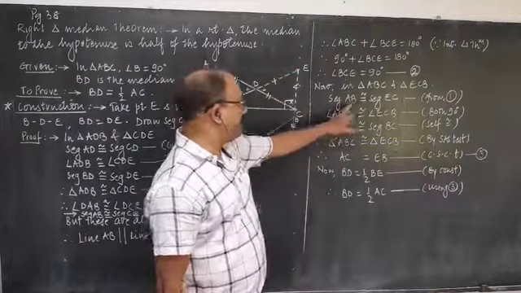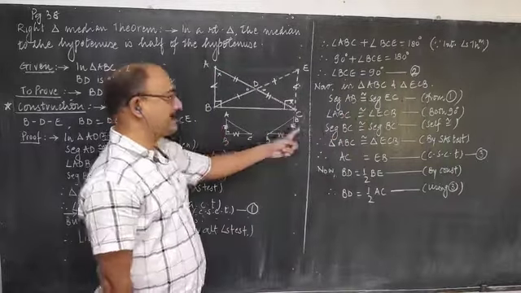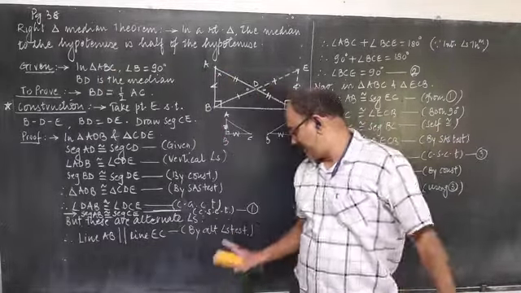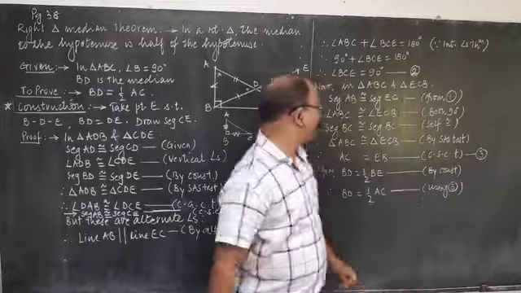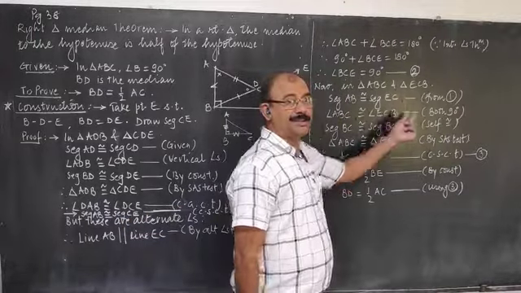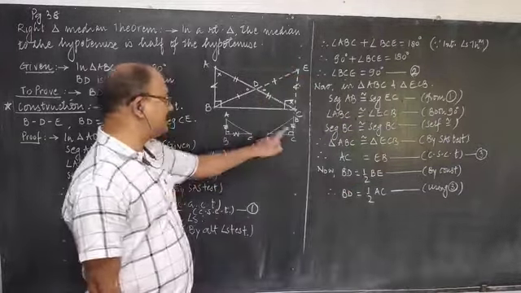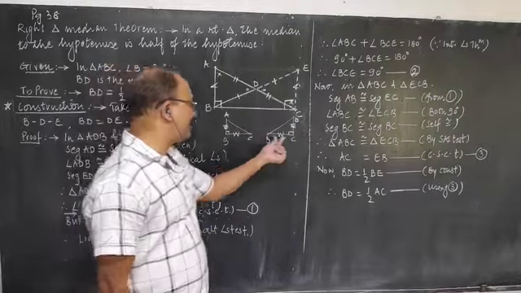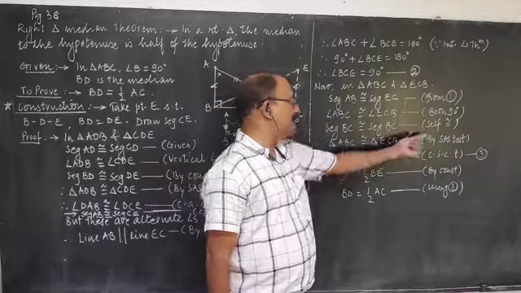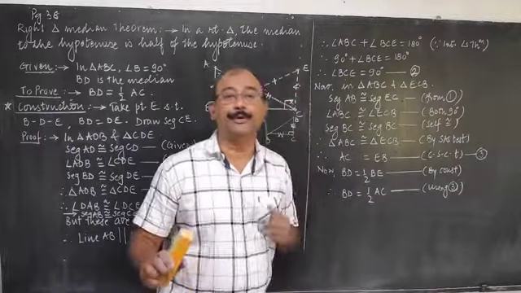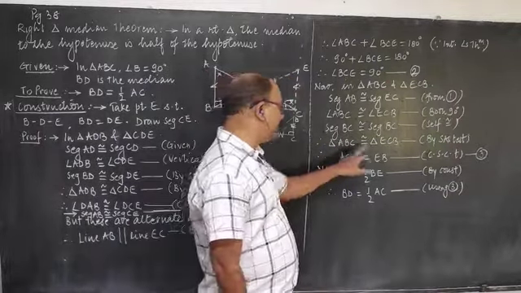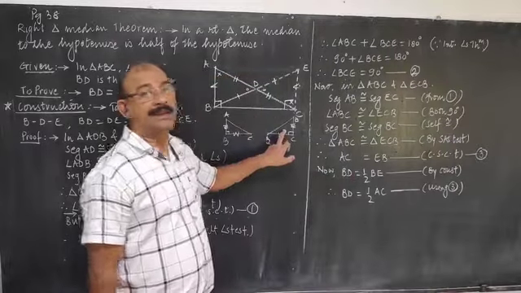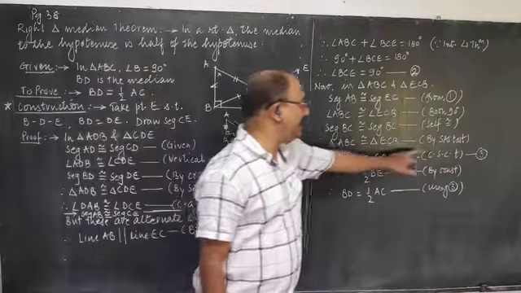See, AB is congruent to CE from this equation 1. Then angle ABC is equal to angle ECB, both 90 degrees. And this is congruent to this one. BC is congruent to BC because it is a self-congruent segment. And therefore, these two triangles are congruent to each other by SAS test.